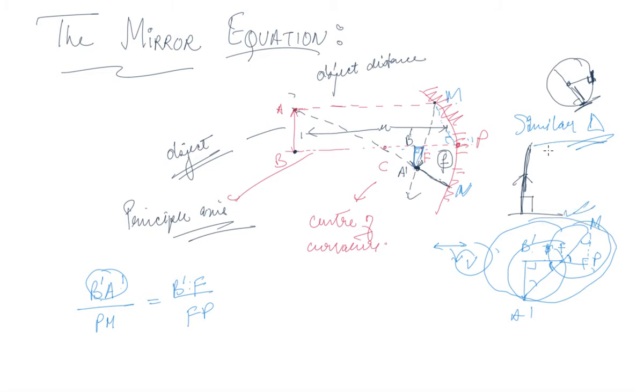So if this is a similar triangle, we can say that the sides are proportional. This side is proportional to this side, then this side is proportional to this side, and this part is proportional to this part. So that is why we have this particular equation. Now, after similarity of triangles, B dash A dash is equal to BA, which is equal to B dash F, and this is equal to FP.